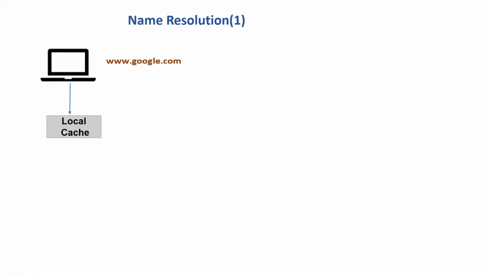When you browse www.google.com from your browser, the first thing it will do is check the local cache. Local cache means the browser cache. If in the past you had already visited the website, at that time it will store the IP address of that website in the browser cache, so that it becomes much faster for you to connect, and you don't need to go for resolution all the way to DNS and all those things. So if the IP address of that name is available in your local cache, it will give the IP.